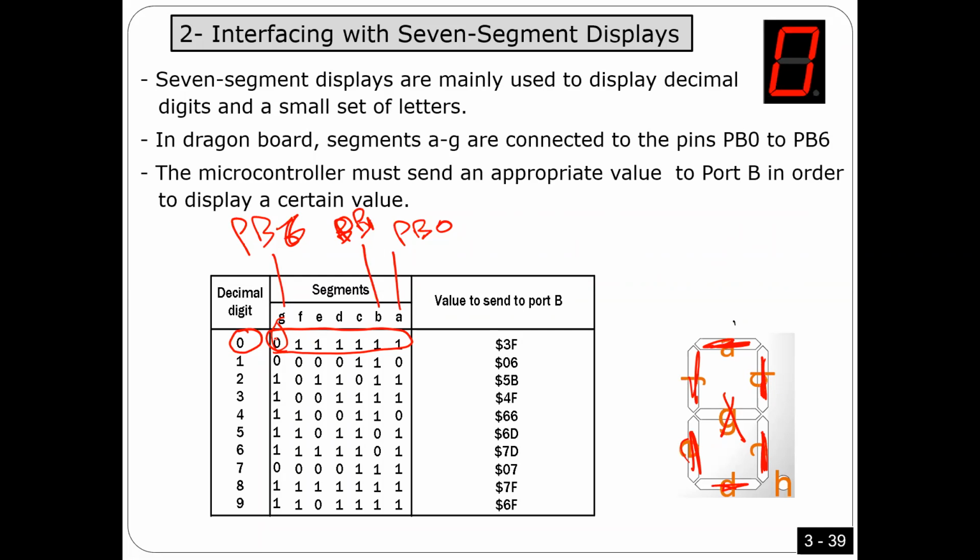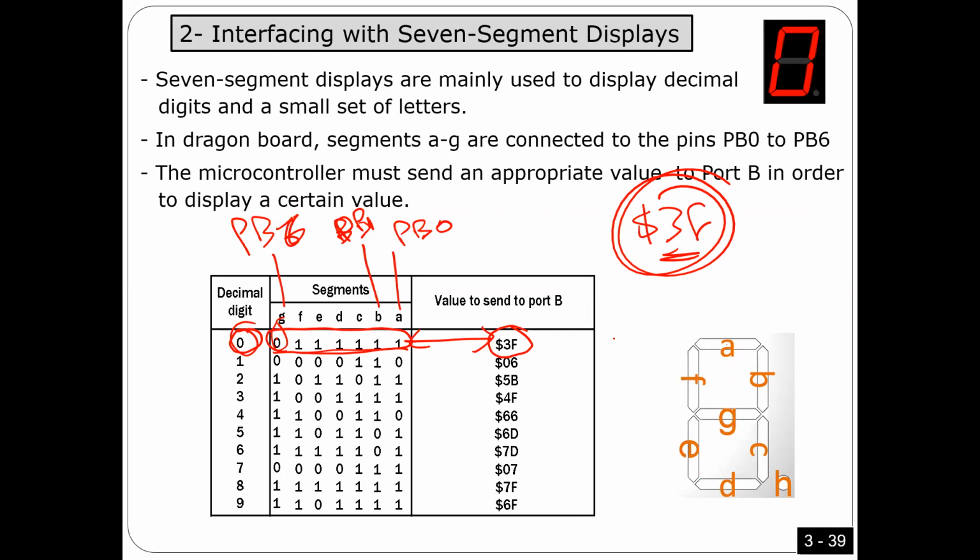So I'm going to do the same thing. If you want to display number 0, this is the number you have to send to port B, or 3F. It's the same thing. So if you want to display 0, you have to send the code 3F, right? Because this number is going to turn on the segments that can show 0. Now let me give you one more example. All this table is created the same way.